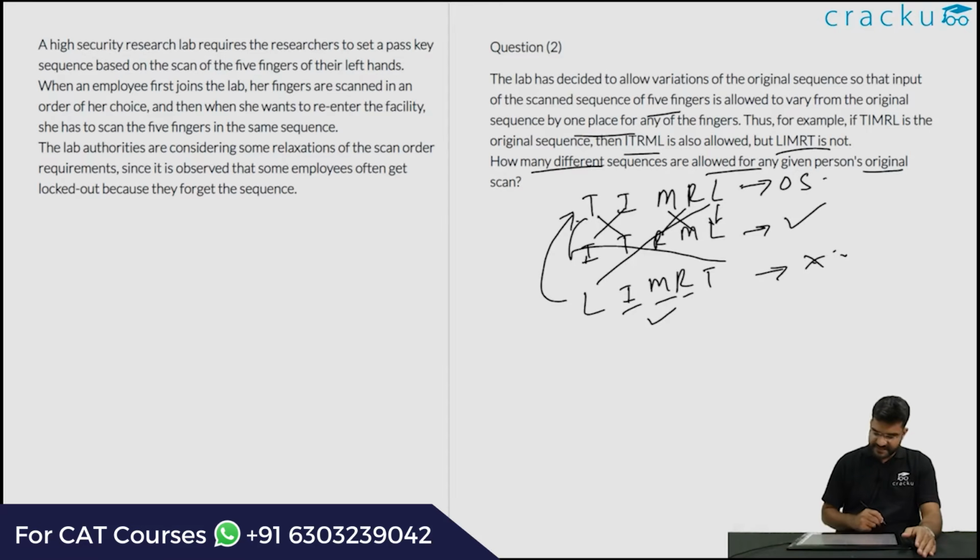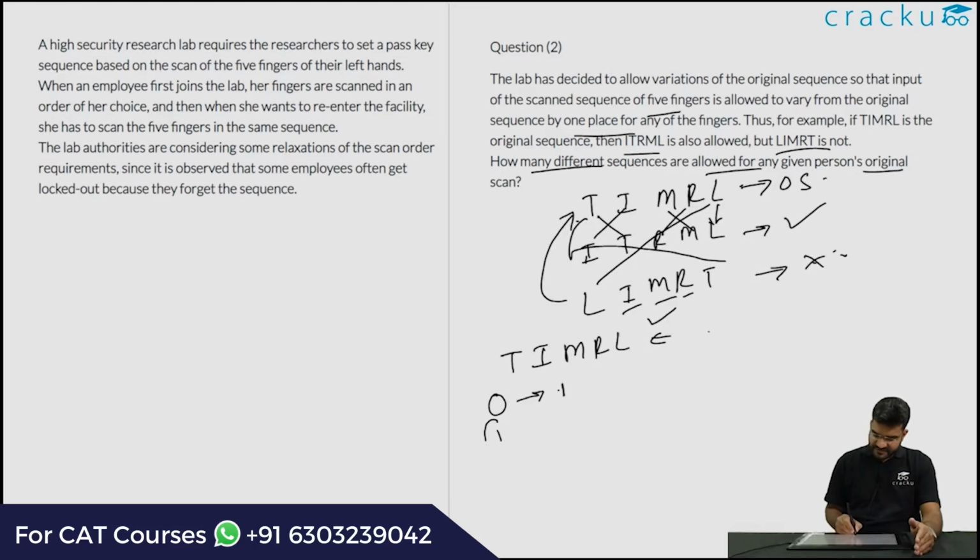Now we are required to find out how many different sequences are allowed for any given person's original scan. So again, let us assume that the original scan is TIMRL. The reason we are doing it is only for ease of understanding. Now again, let us assume that 0 keys are misplaced. All the keys are perfectly in place. The number of ways in which you can do it is exactly 1. That is, once you know that the sequence is TIMRL, the number of ways in which you can go 0 wrong is again TIMRL. So that is one way.